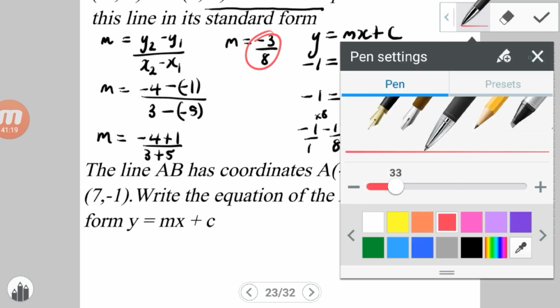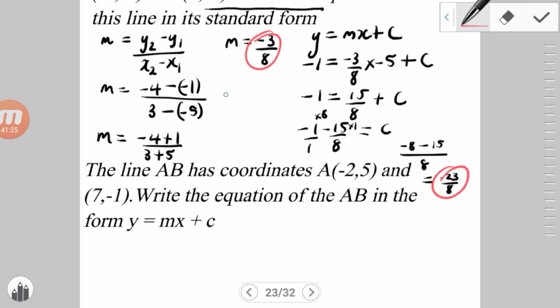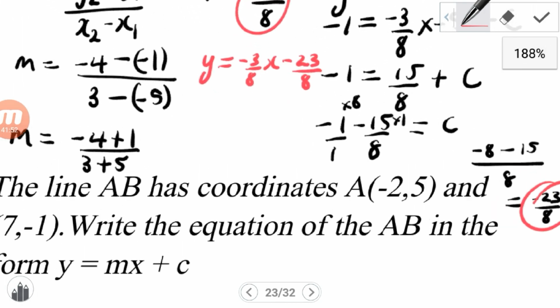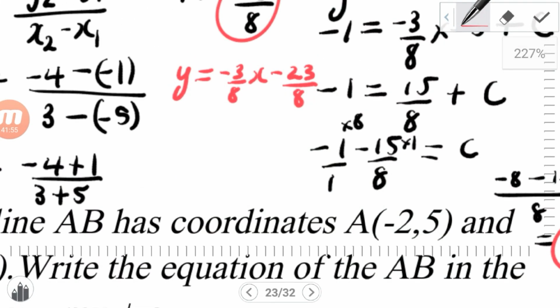So now that we have M and C, we can make our conclusion. So therefore we'll find that the equation of the line here works out to be y equals minus 3/8 x, and then C works out to be minus 23 over 8. Now this would be the correct answer if we wanted the equation of the line in the form y equals mx plus c. But we're actually looking for the equation of the line to be in the form ax plus by plus c equals 0. So we've got to get rid of those denominators.